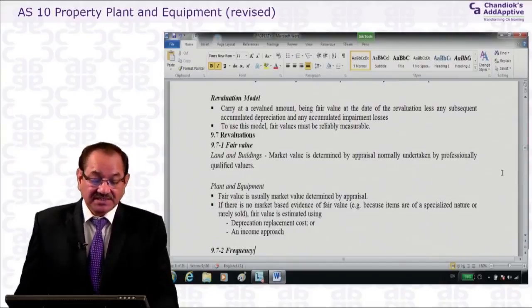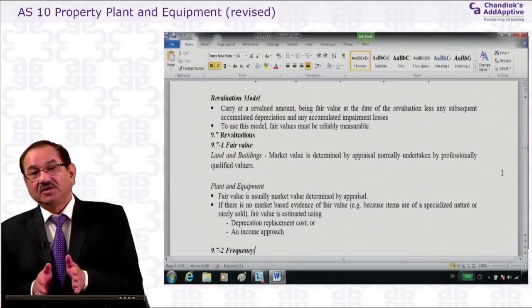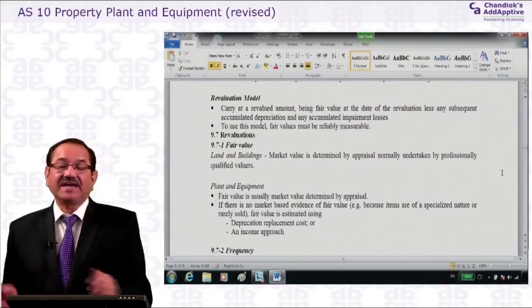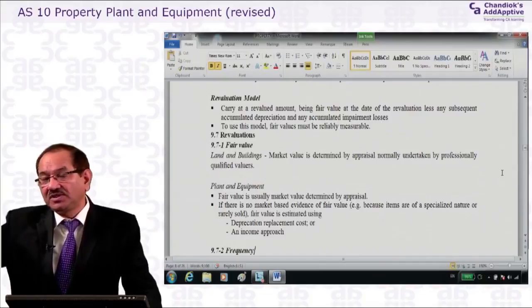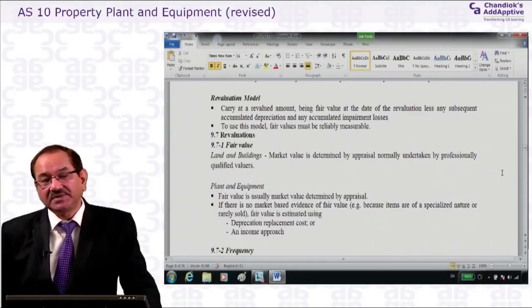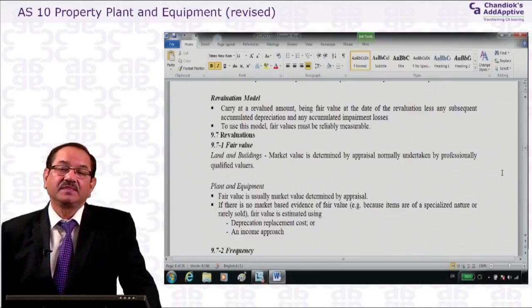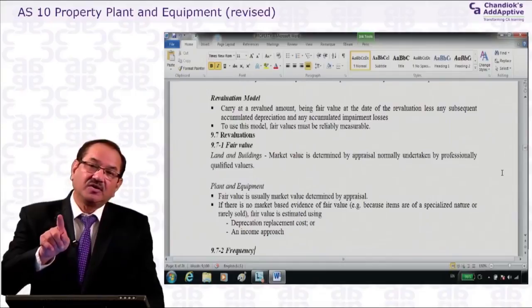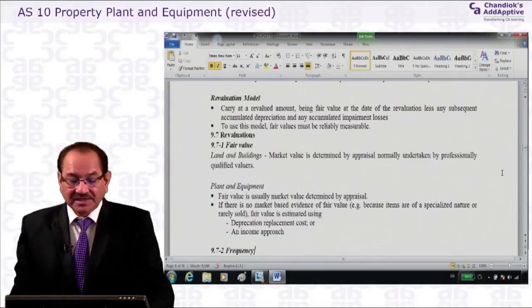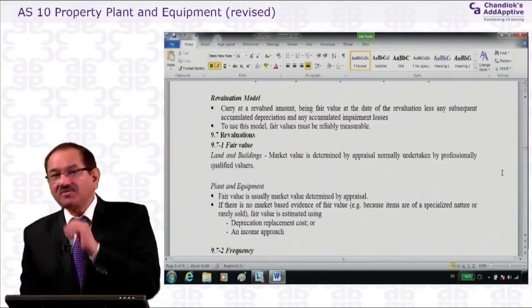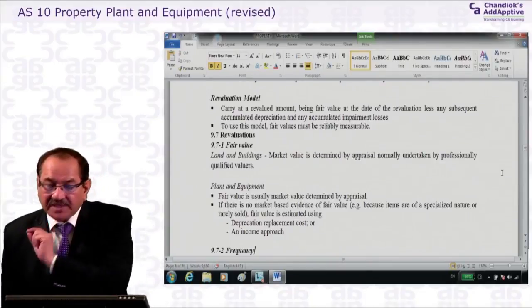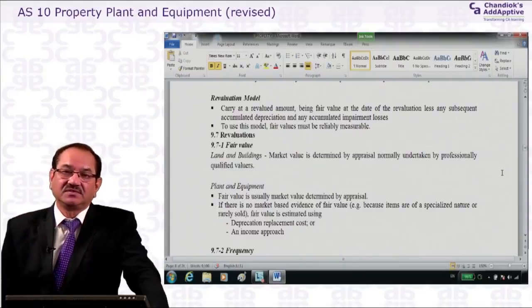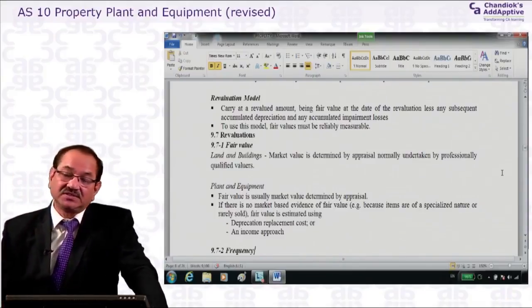What is the major change? It is about the carrying amount. At what value should it be carried? If you are following the cost model, then it is carried at cost less accumulated depreciation, less accumulated impairment. If you have chosen the revaluation model, then it says the revalued amount less accumulated depreciation and accumulated impairment subsequent to the revaluations, and that will be the carrying amount in the balance sheet.